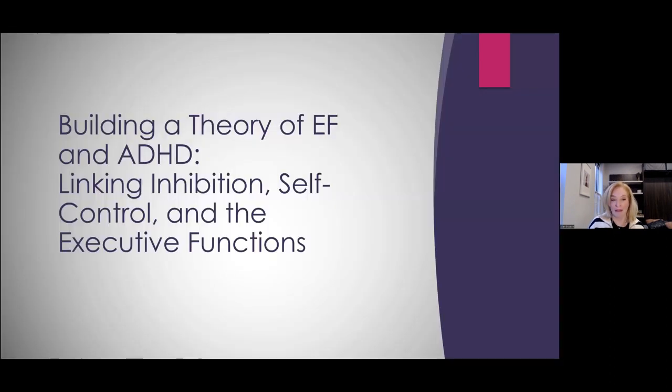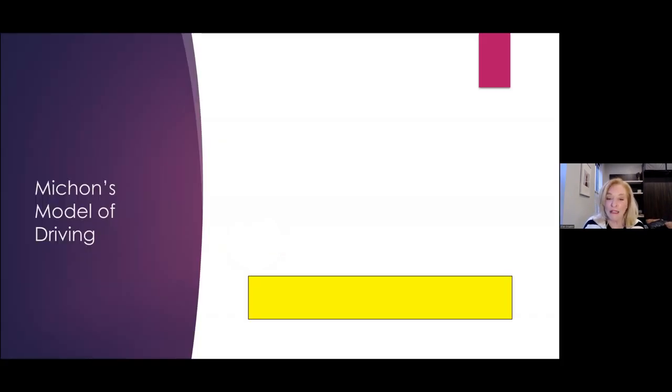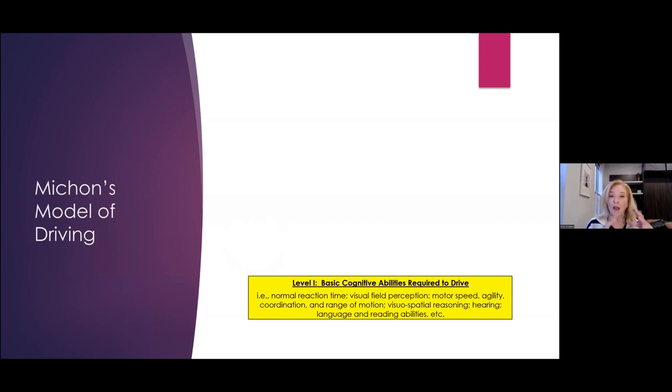So you can kind of think about that. If we build a theory of executive functioning and ADHD, we want to link that inhibition, self-control, and executive functioning. One of the ways we can do this is by looking at what people need. What are the skills someone needs to drive? This is Mishan's model of driving, and Russell Barkley has used this model to make a model of executive functioning for people with ADHD.